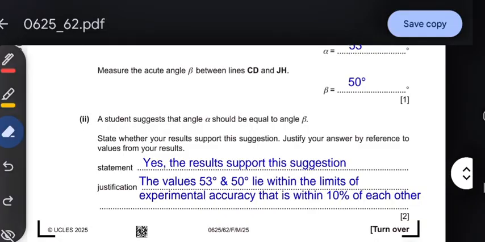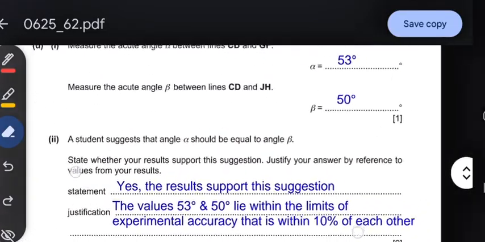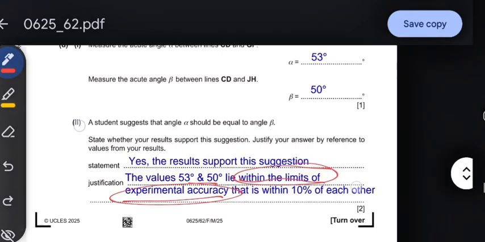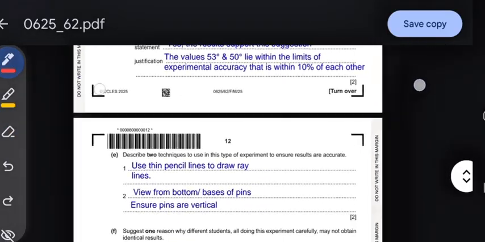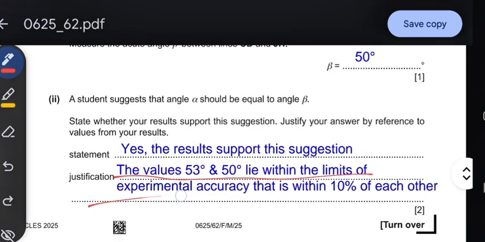All right. So yes, the results support this suggestion, and you will say that the values, always quote the values, lie within limits of experimental accuracy. Don't forget to write this statement. Memorize it, rote memorize it, do whatever you want, just remember this. That is within 10% of each other. You will always write this statement whenever they ask for justification for this type of question.